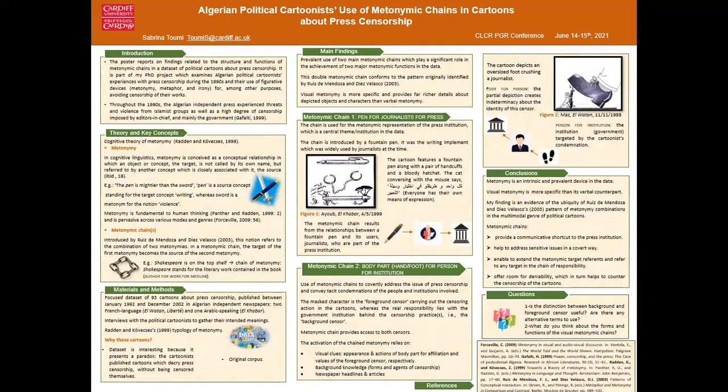In addition to demonstrating visual literacy skills to decode these visual clues, the audience is expected to have background knowledge of the diverse forms of press censorship at the time, as well as an ability to read the cartoons in combination with the newspaper headlines and articles, which often point to the background censor.